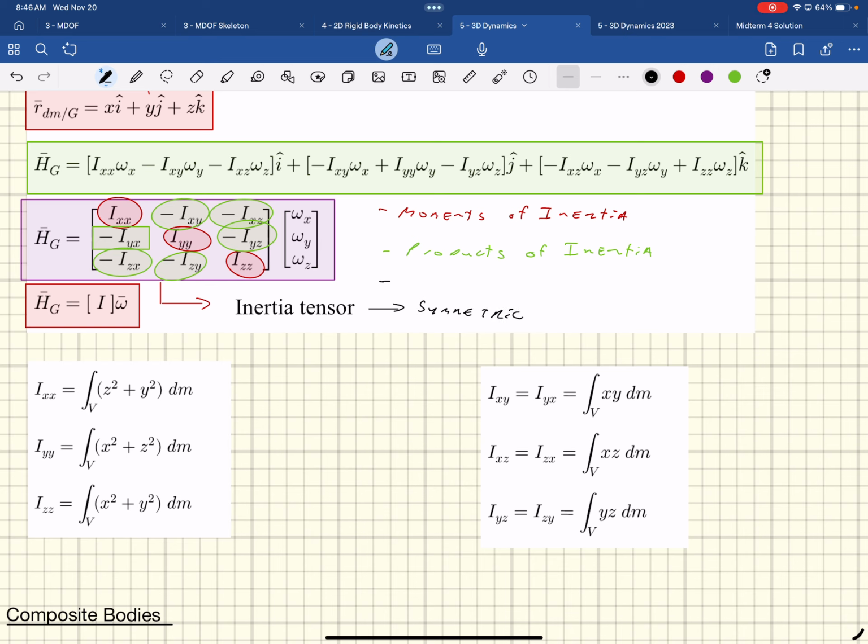What does it mean to be symmetric? It just means it's mirrored about the diagonal. So that answers your question before. Is Iyx the same as Ixy? And yes, it is. It's how one affects the other, and if the other should affect the same one the same way. It's a relationship between the two. Okay. So then how do you calculate this, and what do they mean?